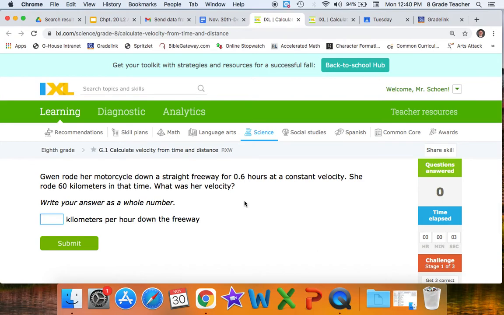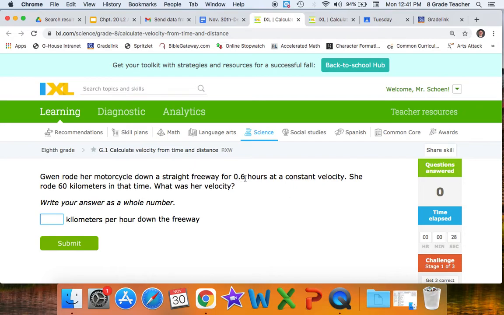G.1, calculate velocity from time and distance. Gwen rode her motorcycle down a straight freeway for 0.6 hours at a constant velocity. She rode 60 kilometers in that time. What was her velocity? You'll notice that each time it's asking you these questions as you read through, it's going to give you the two pieces of information that we're looking for, the distance and the time. We take the distance and divide by the time, so she went 60 kilometers in 0.6 hours.